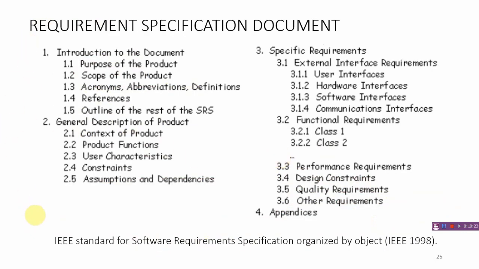Let us see here the software requirement specification document by the IEEE standard. This is the contents of the SRS document. You can see here the introduction to the document, then the general description of the product like product functions, user characteristics, constraints, assumptions and dependencies. Next point is specific requirements like external interface requirements, user interfaces, hardware interfaces, software interfaces, communication interfaces, functional requirements, and the performance requirements. Then design constraints, quality requirements, and other requirements.